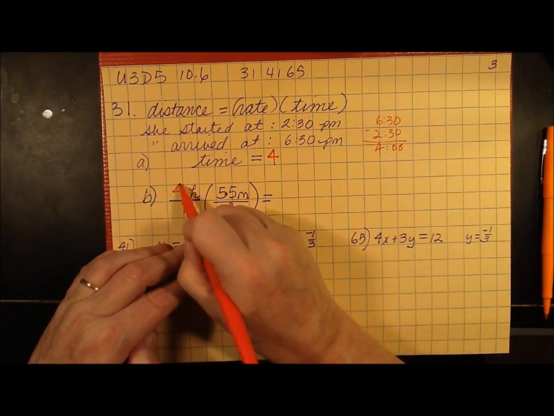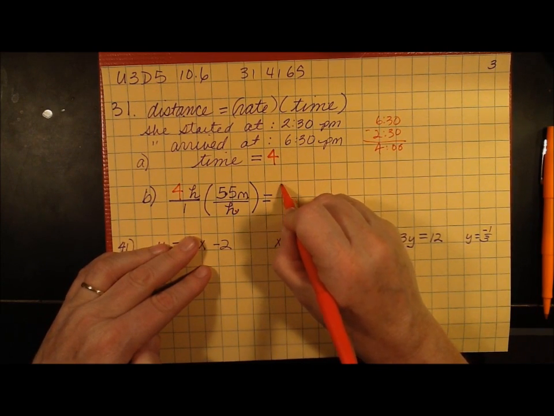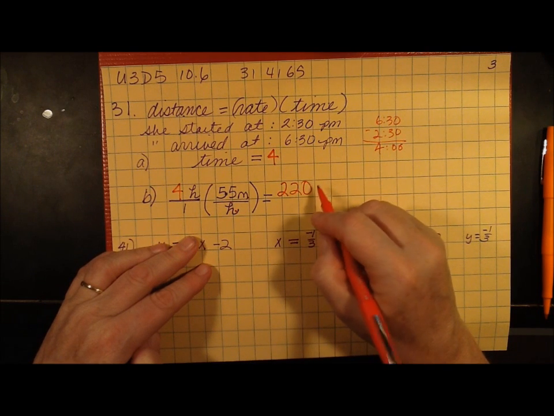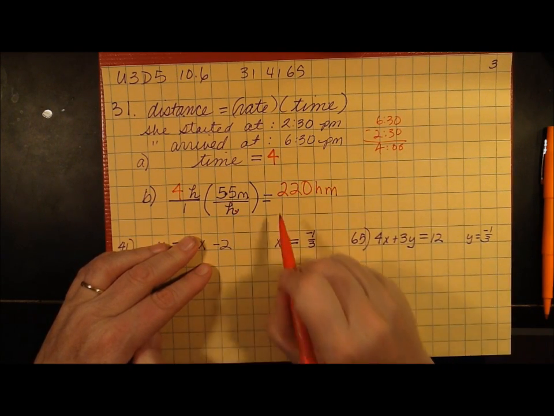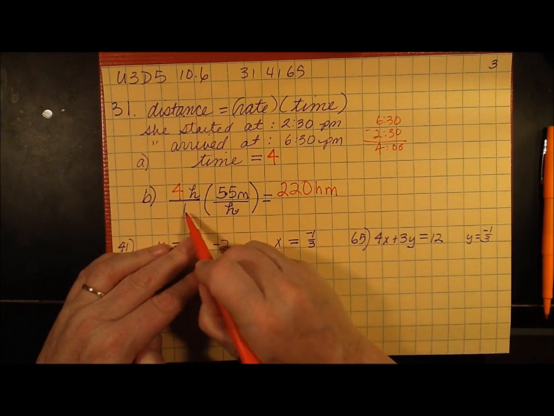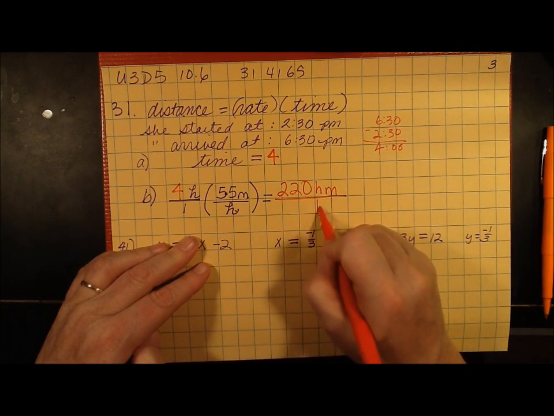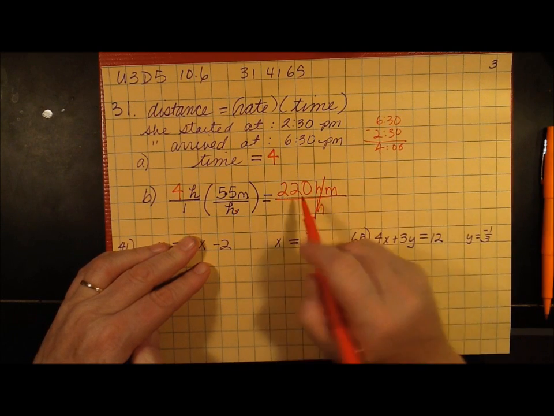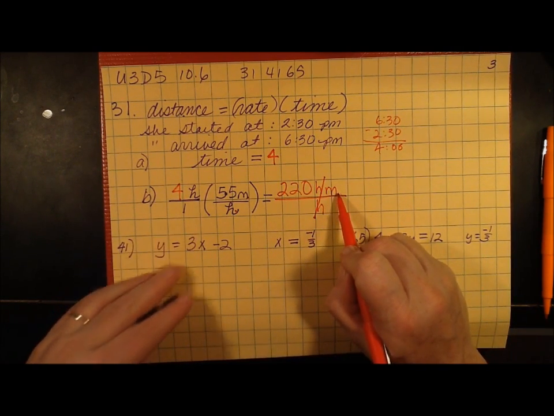So I'm going to do that by 4. 4 times 55, so that's 220 hours times miles. This is just a little trick in here because I'm going across, right? And here's 1 hour. And what's really cool about this is that that cancels out and leaves me with the fact that her distance was 220 miles.